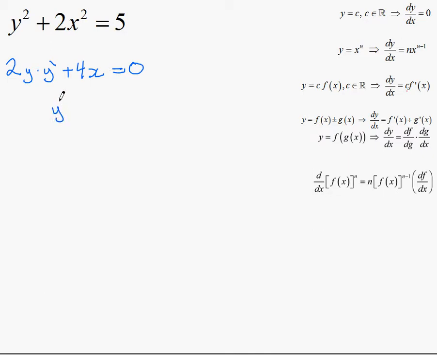Since we're looking for the derivative, we need to solve for y prime. We'll do it in 2 steps, just to see everything here. Negative 4x moves over. Here it's positive, here it's negative. Divide by 2y. Negative 4x over 2y. And of course the 4 and the 2 can cancel, leaving negative 2x over y.